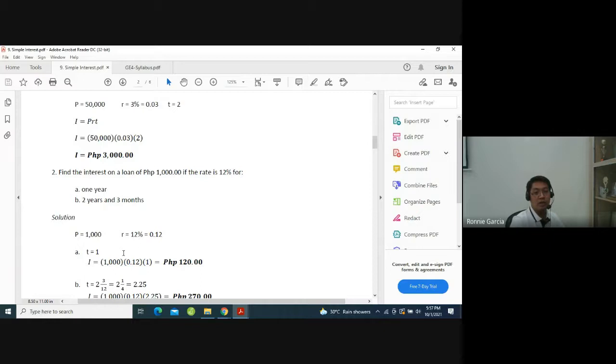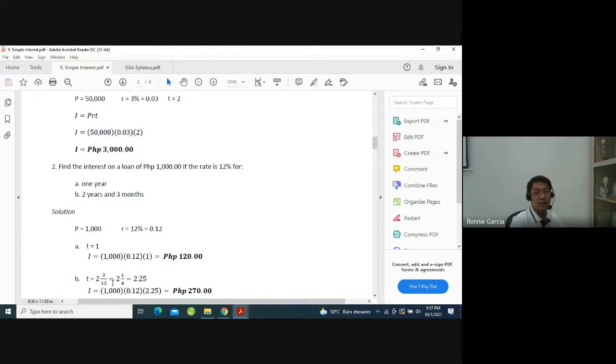Kaya dapat i-convert mo ang T in terms of years, di ba? Katong gi-define na to a while ago. So since there are 12 months in 1 year, kaning 3 months, i-convert na to into decimal, 3 divided by 12. Kung i-fraction mo, that is equivalent to 1/4. So ang 2 years and 3 months is just equal to 2 1/4 years. Or pwede po nimo i-convert ang 1/4 into decimal 0.25. So 2 years and 3 months is just equivalent to 2.25 years.